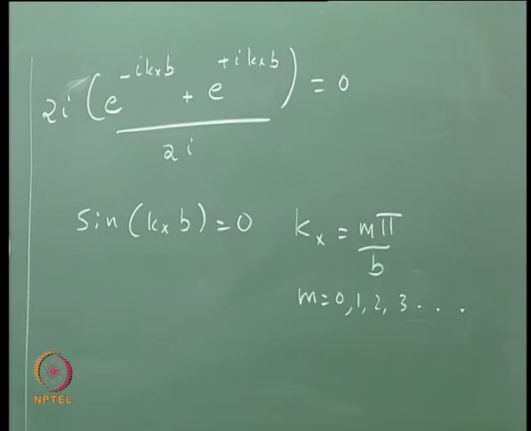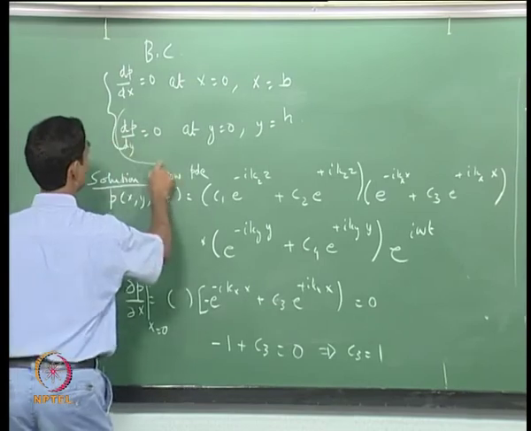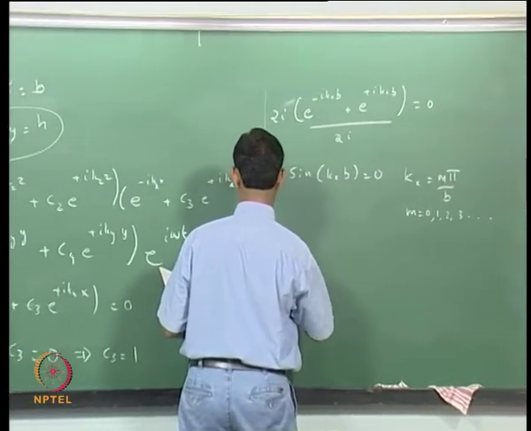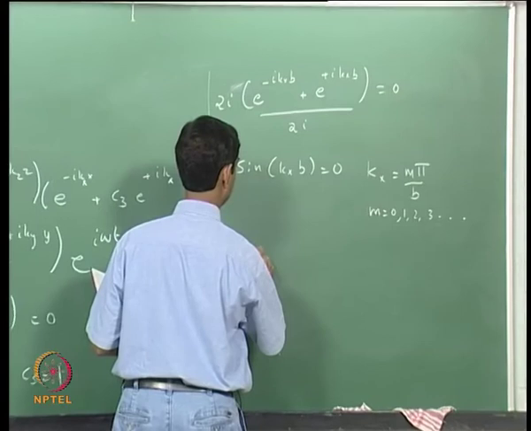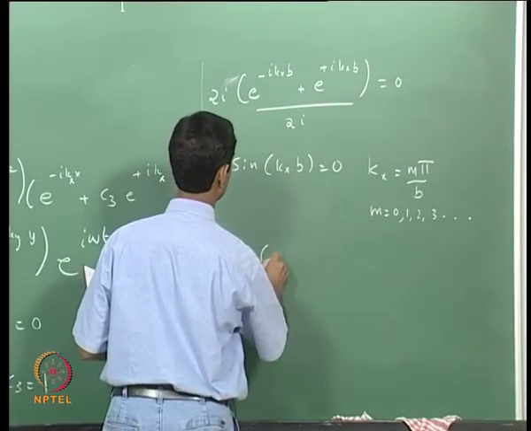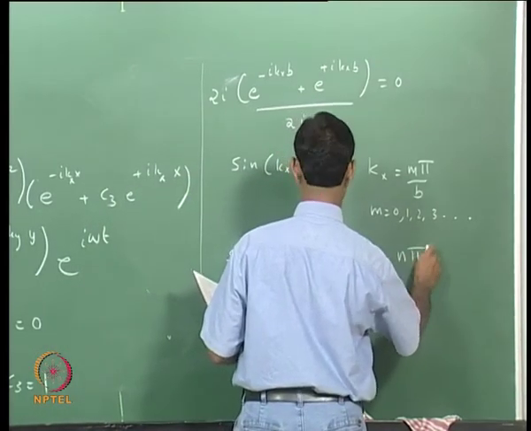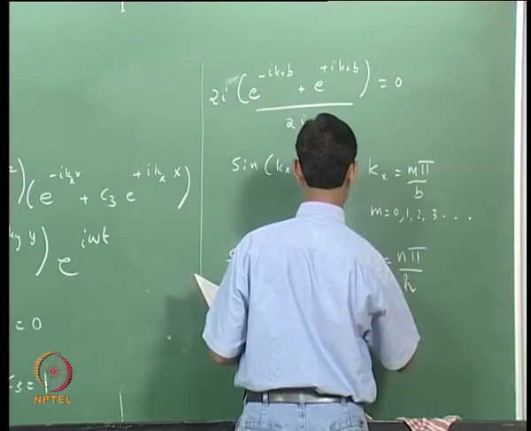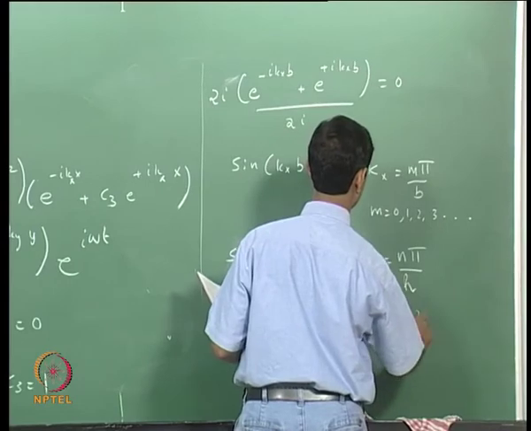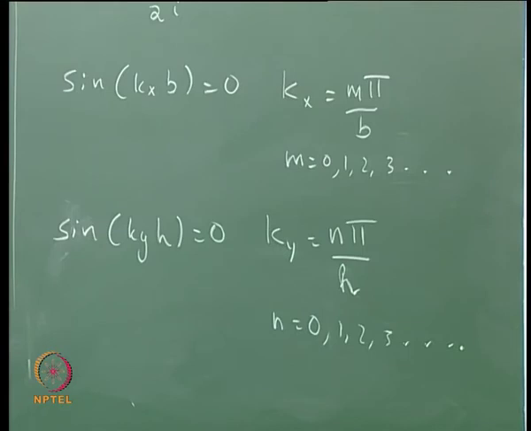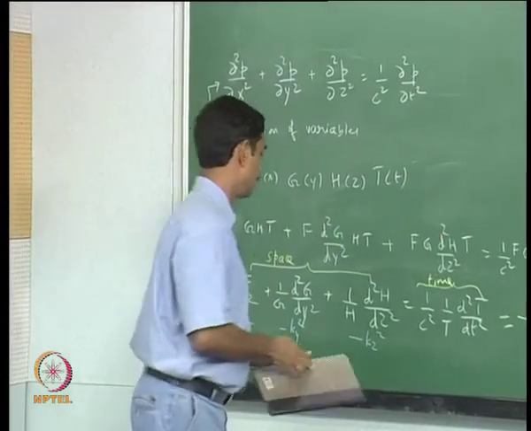Similarly, if you apply the second boundary condition, you will get sin ky h equal to 0, and you should get ky equal to n pi over h, and n equal to 0, 1, 2, 3. You can work it out, it should work out exactly the same way. So let us write the final solution.